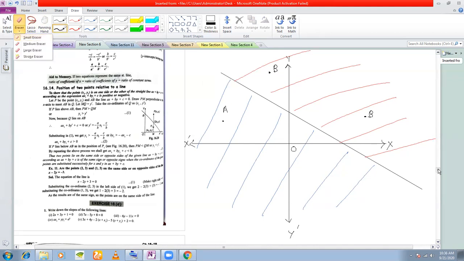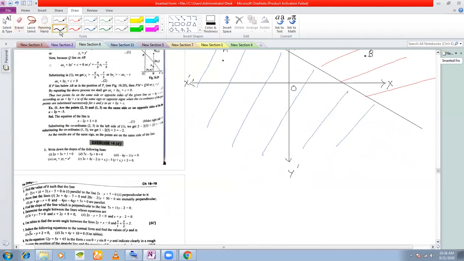Let us do this with the help of an example. Example 11. Are the points (2, 3) and (1, 3) on the same or opposite sides of the line x minus 2y is equal to minus 3? The given equation of the line is x minus 2y is equal to minus 3, and the points are (2, 3) and (1, 3). How to check whether they are on the same side or on the opposite side of the straight line?